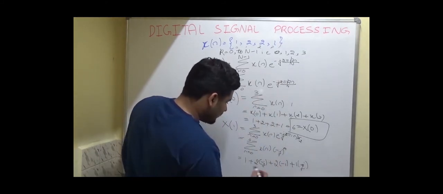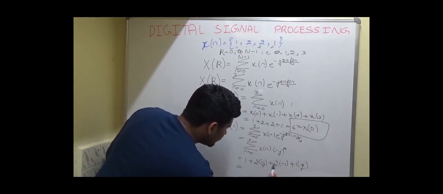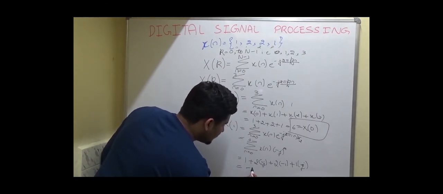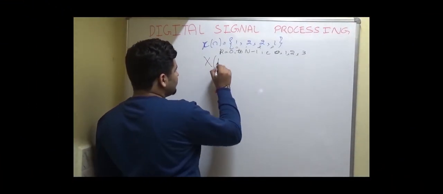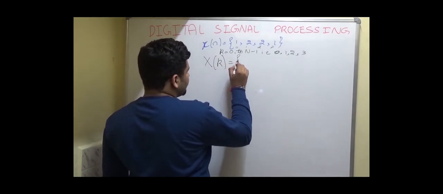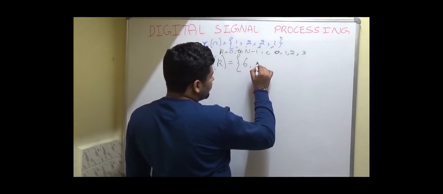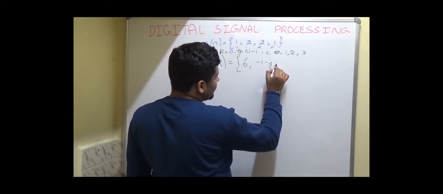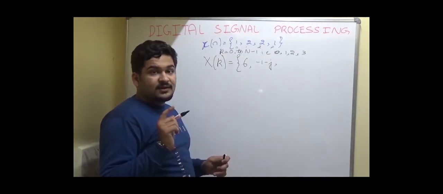Okay. Now if I solve this, I would be getting minus 2 plus 1 minus 1 minus 2j plus j is minus j. So this is x of 1. So I just note down the results whichever I have obtained so far. X of k would be 6 when k is 0, and it would be minus 1 minus j when the value of k is 1.